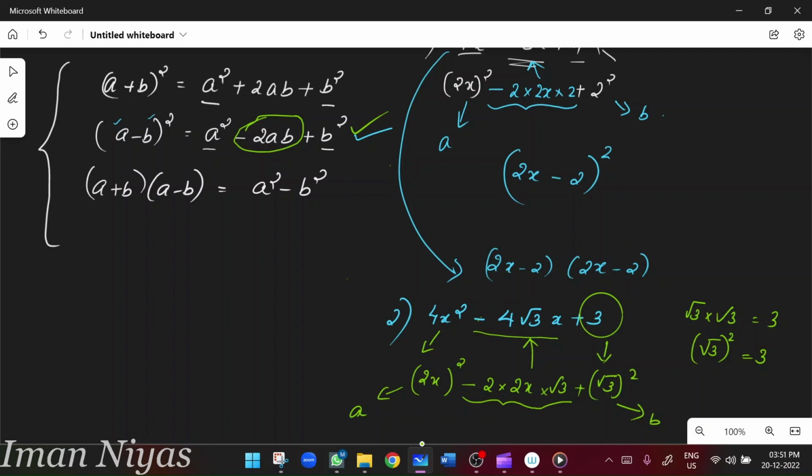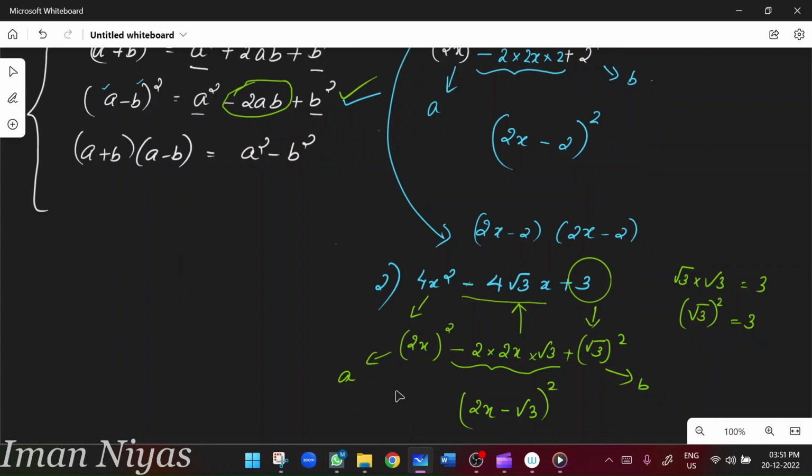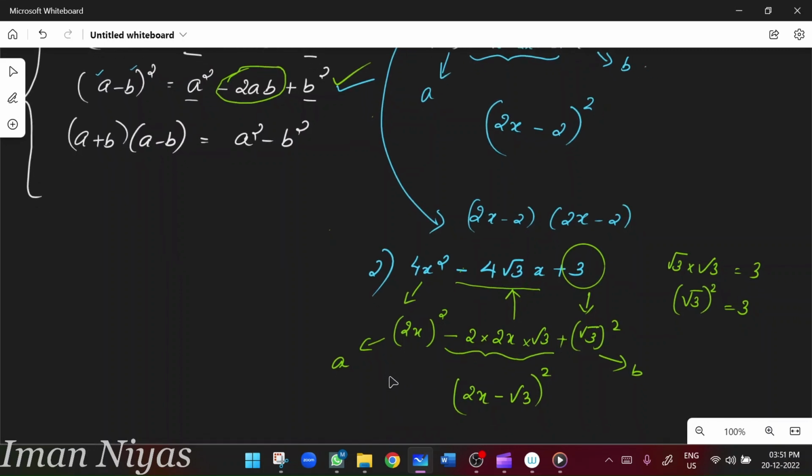What is a over here? A is 2x, so 2x minus b is minus root 3 the whole square. So the factorized form of 4x square minus 4 root 3x plus 3 is what? That is equal to, you can write it as 2x minus root 3 and 2x minus root 3, right?